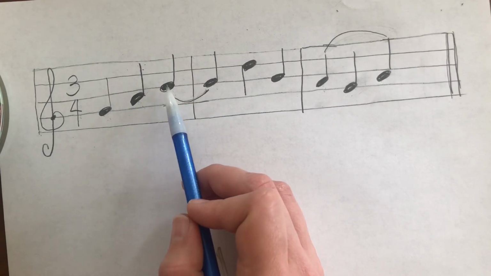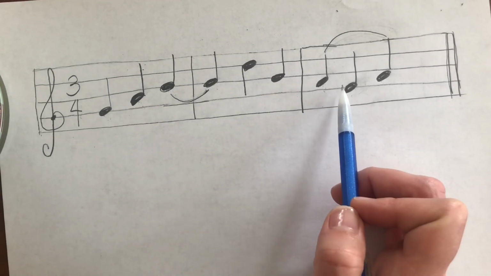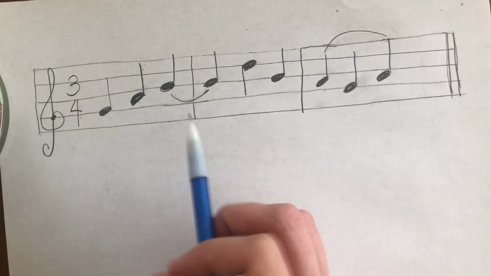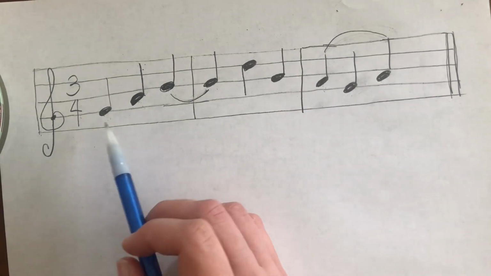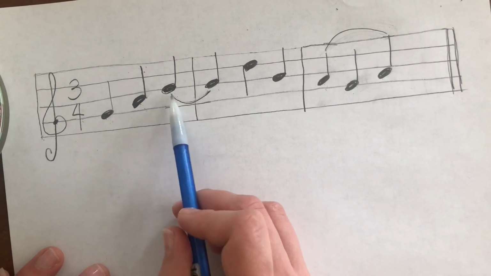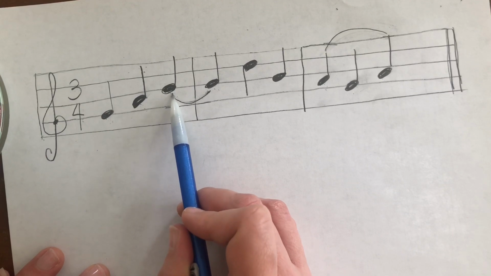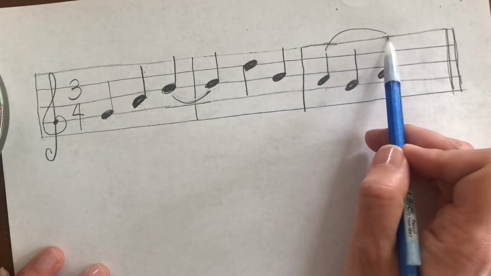Loo, loo, loo, loo, loo, loo. I went a little bit too fast over here. But let's all sing this together. Sing this with me, including our tie here. I almost called it a slur. This tie and the slur over here.